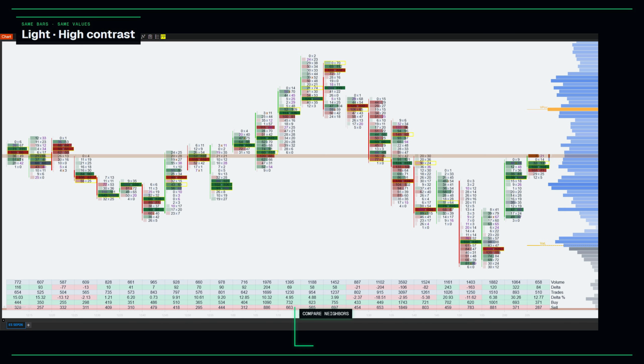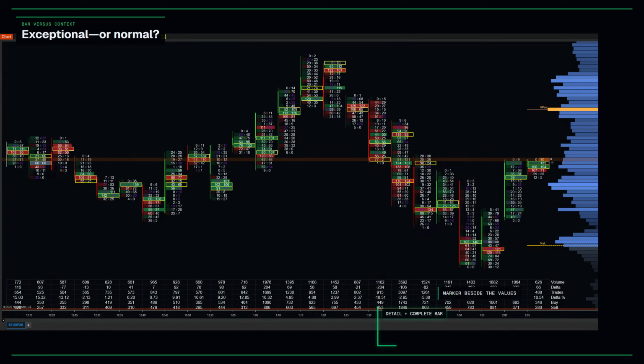Footprint gives price level detail. Statistics tells us whether the complete bar is unusual. The marker stays beside, never on top of, the value. That final comparison prevents a dramatic sell from being confused with a truly exceptional bar and keeps the conclusion testable.